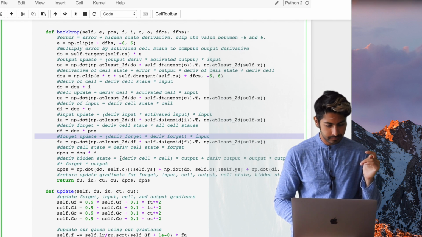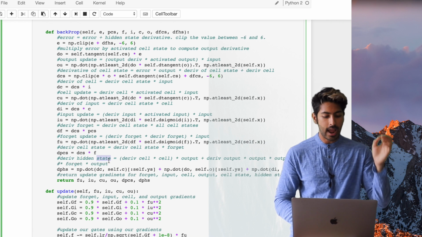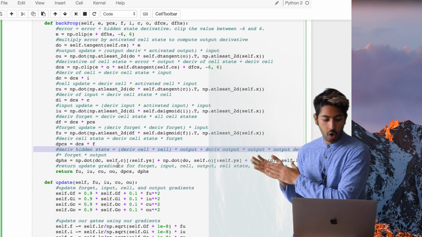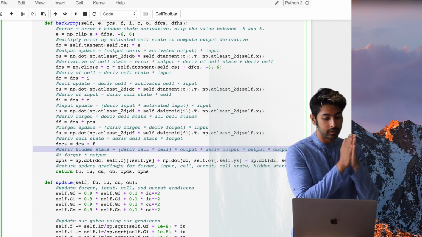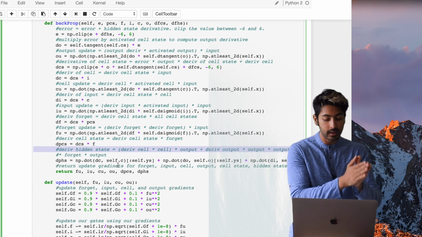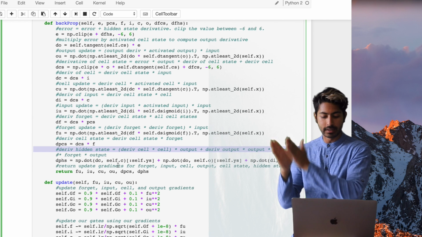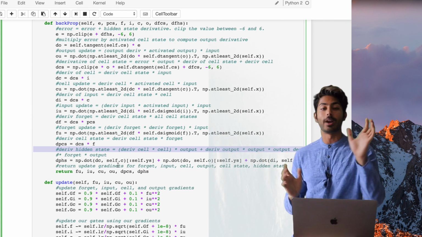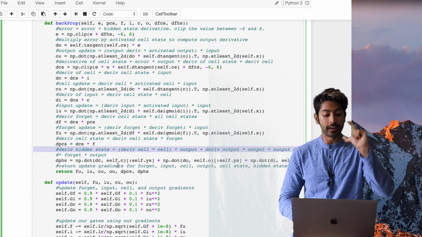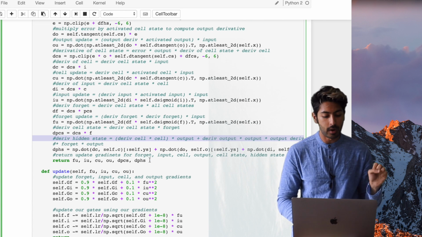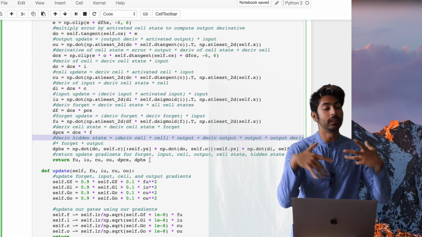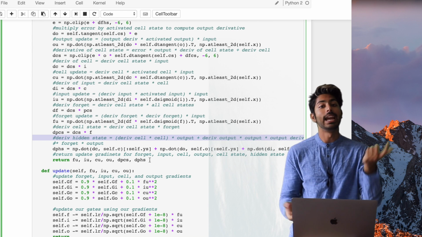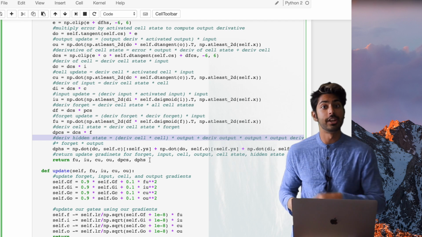And then derivative of the cell state, and then the derivative of the hidden state, and then finally we can return all of those updated gradient values for the forget, the input, the cell, the output, the cell state, and the hidden state. So many different parameters that we have computed gradients for, and backpropagation is going to let us compute all of those, right? Recursively, computing the error with respect to our weights for every single component we have in that network in the reverse order that we did forward propagation.